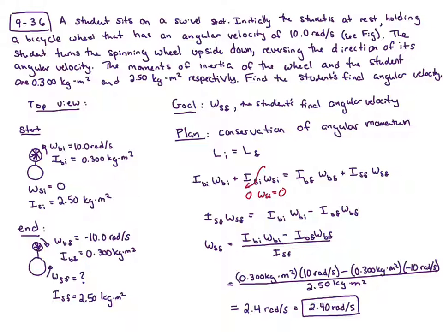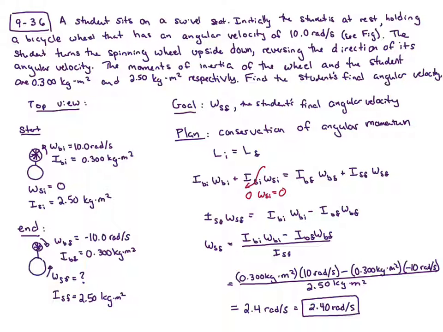So here I now have a formula for the final angular velocity of the student. That's our goal. And I just plugged in all the numbers here. You'll notice that I ended up with a positive number because I had this minus a negative. And it's 2.4 radians per second, or since we have 3 sig figs, 2.40 radians per second, which as I expected is a positive, right? It's this counterclockwise direction.